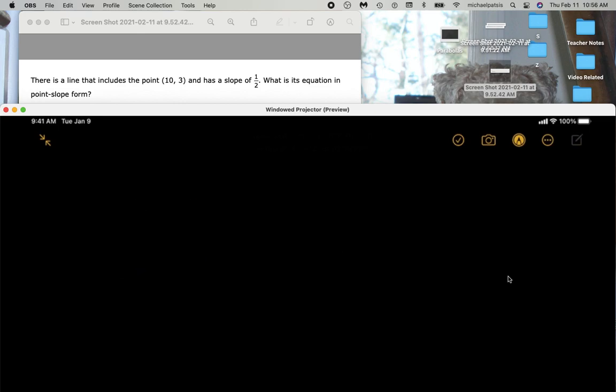Okay, what's our point slope formula? Y minus y1 equals m times x minus x1. Okay, here's your point. Here's your x1, here's your y1, here's your slope. Just plug it in. Y minus y1 is going to be 3.